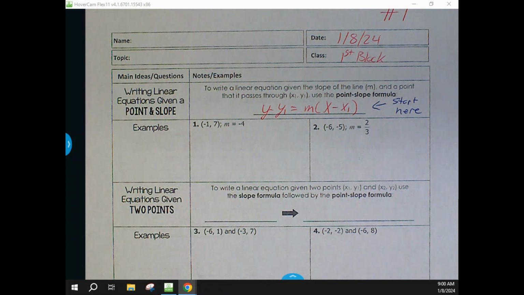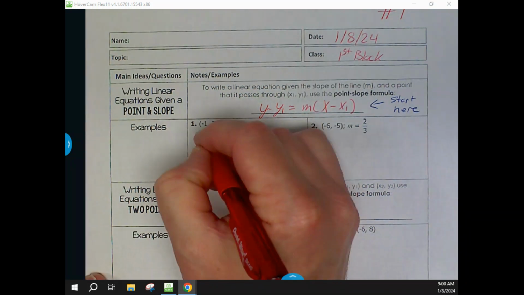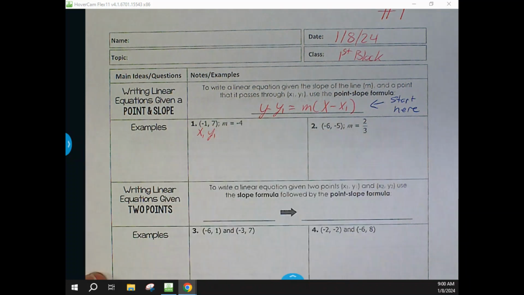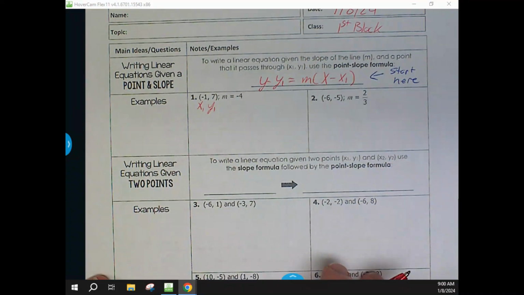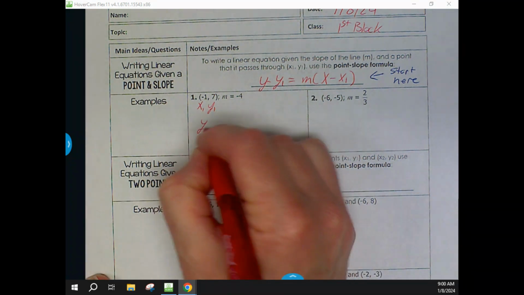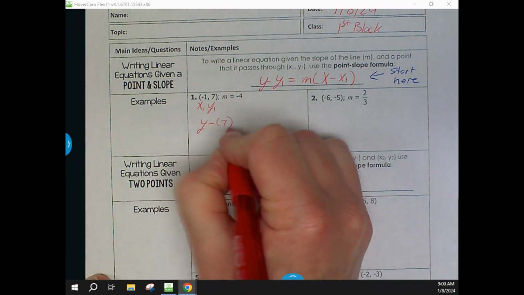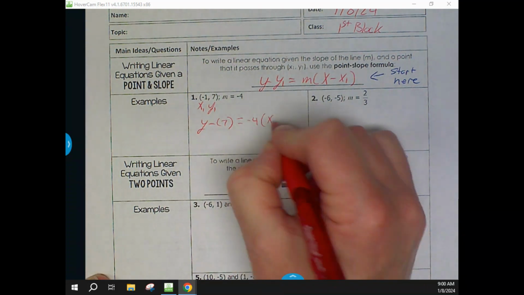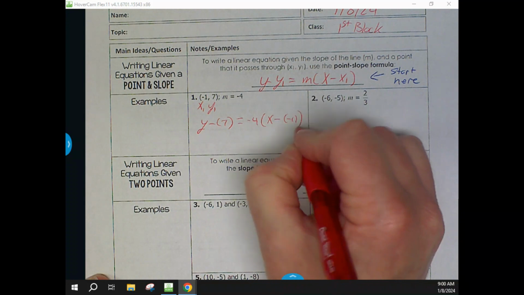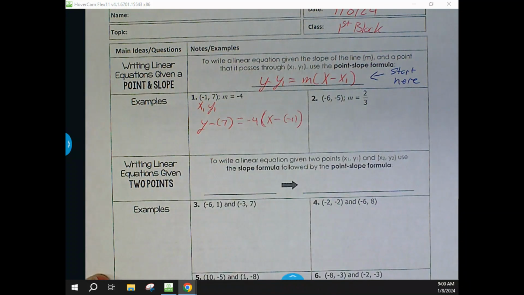Okay, so very first thing is they have you just plug in some numbers with this one. And again, the big thing is you just need to make sure that you're okay labeling the points and plugging stuff in. So that's the first and only point that we have. So that's going to be x1 and y1. Okay, so when you plug that in, that's going to be y minus 7 equals -4 times x minus -1.